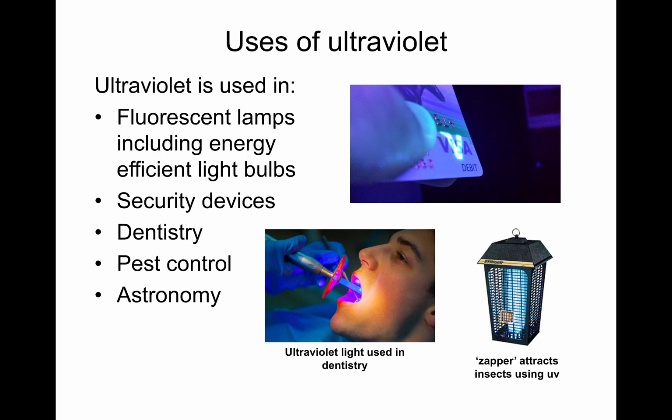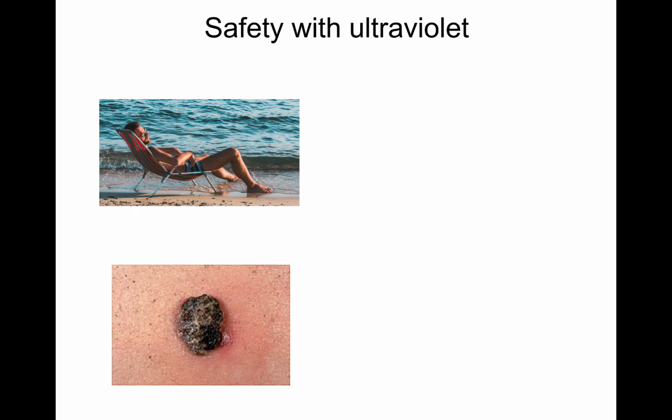You might have realised by now that we can use every part of the electromagnetic spectrum for astronomy, all the way from radio, all the way down to gamma rays. Remember to pause at any point if you wish to make any notes. Let's move on. Let's look at safety with ultraviolet light.